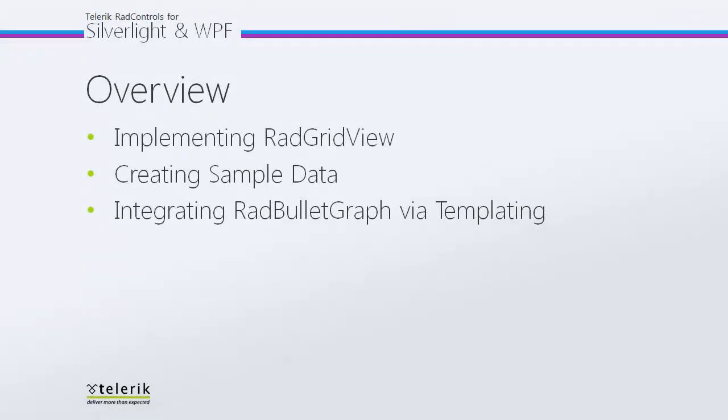In today's video, first we're going to create a RadGridView for displaying some data. Then of course we're going to create some sample data for showing within RadGridView. We'll take a quick look at how that looks in RadGridView by default. And then finally, we're going to look at what happens when we integrate RadBulletGraph via templating into RadGridView to give a much better view of our data through simple and quick data visualizations.